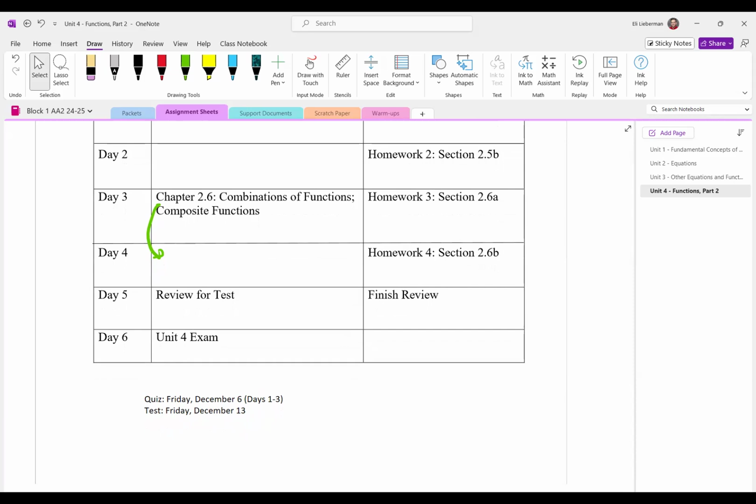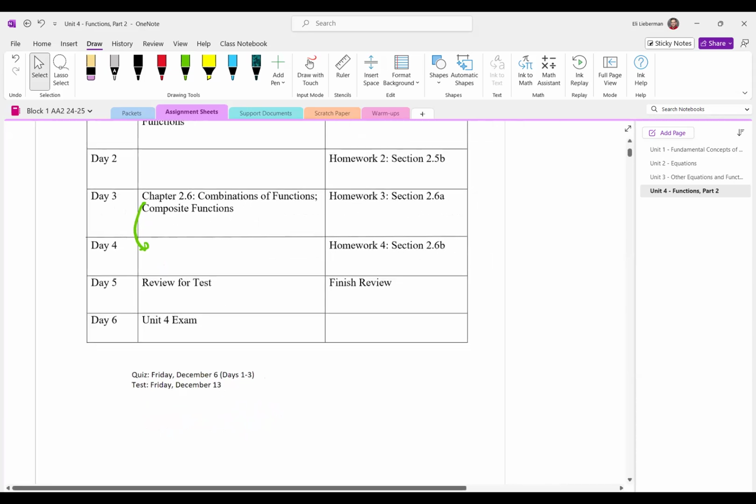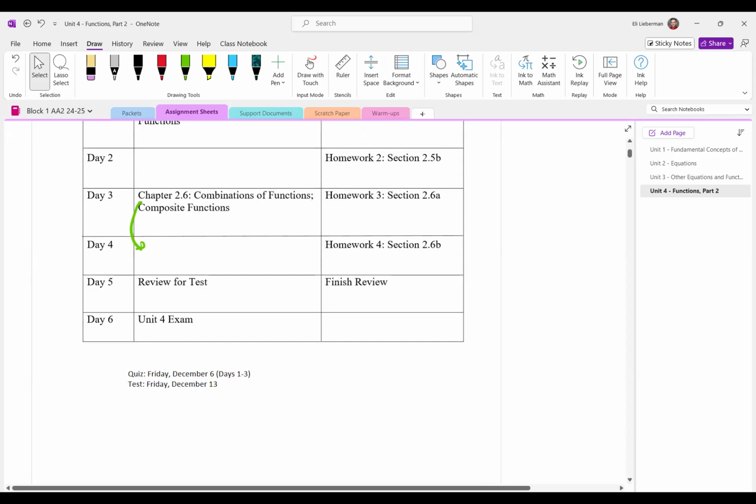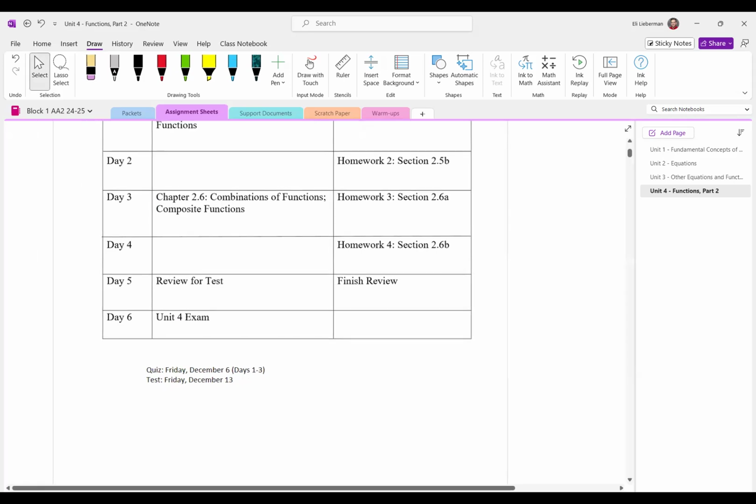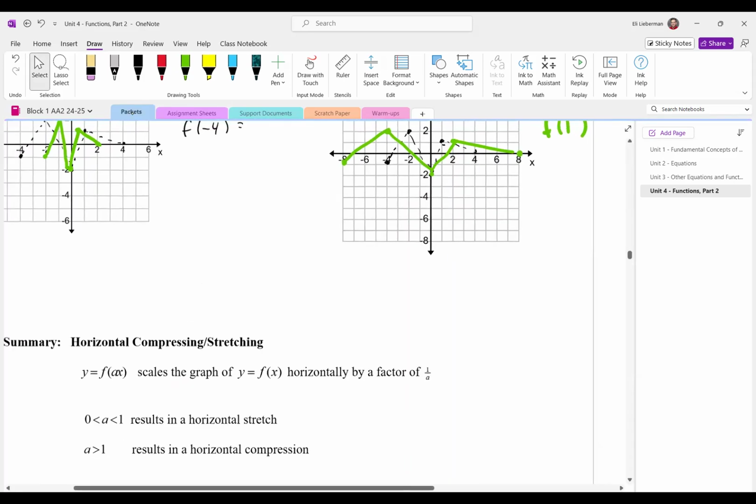The calendar does not work out in our favor. The testing calendar is when we have it, so we're kind of forced into this situation. But at day 4, we're going to have a little bit more chapter 2.6 and then finish the quiz. Okay, back to business.